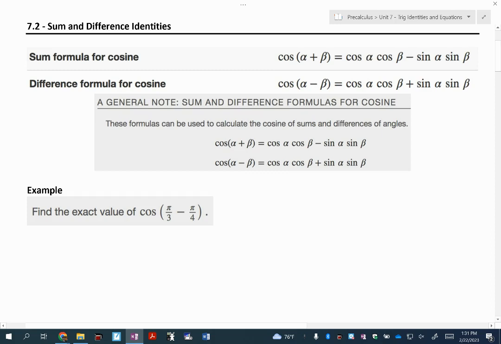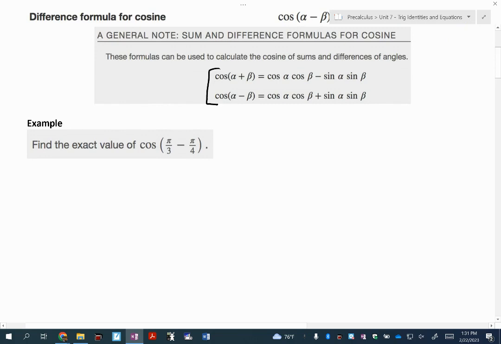These two are about cosine, and they use alpha and beta. But for me, I'm going to use A and B. It's up to you whichever ones you want to use. I'm not concerned if you decide to use alpha and beta or A and B. It's your choice. So if we do the first one, we have the cosine of A minus B.